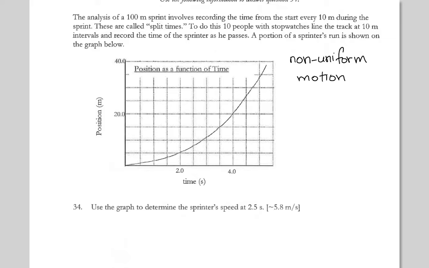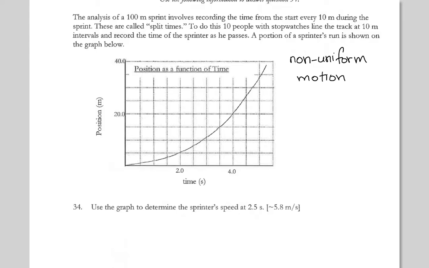It's a sprinter. Now, when we go to look at the question, it says use the graph to determine the sprinter's speed at 2.5 seconds. So what have they asked us for? Have they asked us for an average speed? Or have they asked us for an instantaneous speed? Is this a speed in the moment? Or is this a speed over the whole time? Speed in the moment, okay?